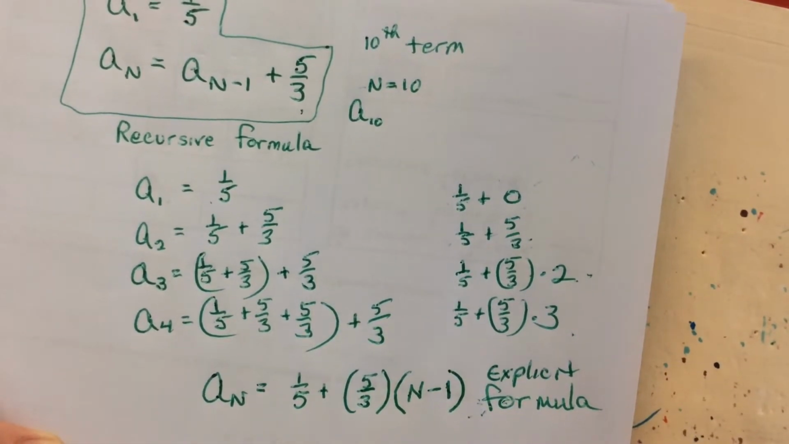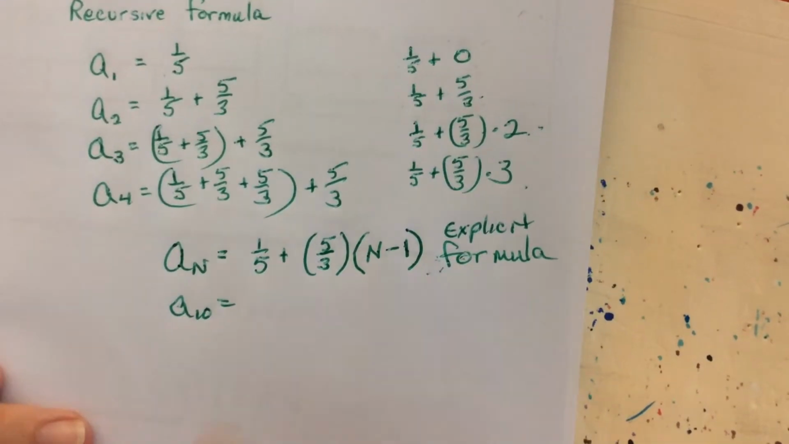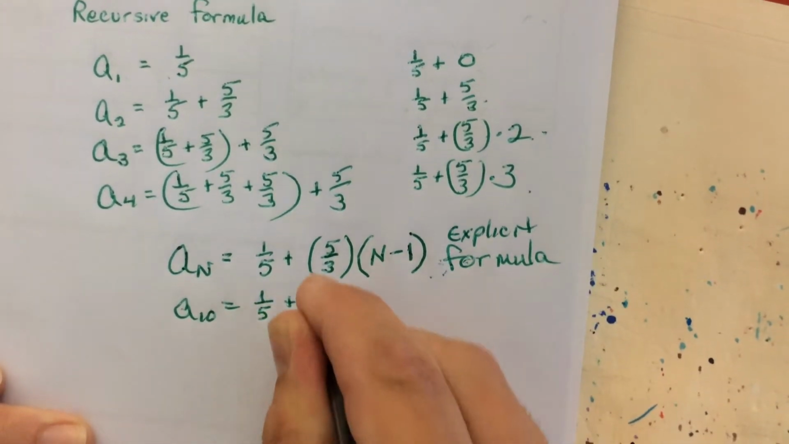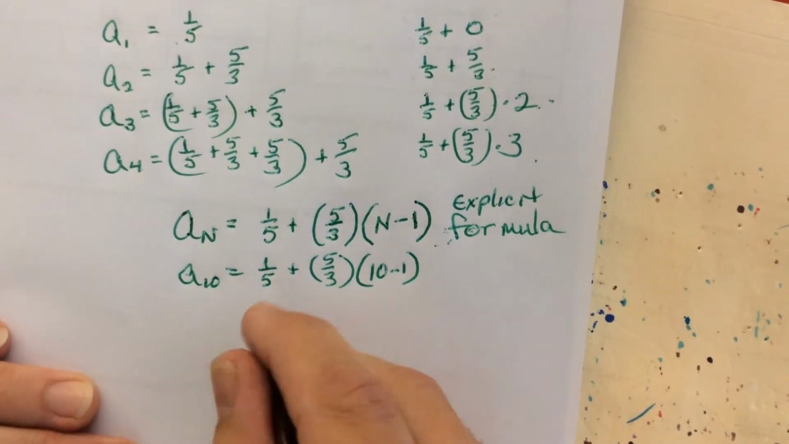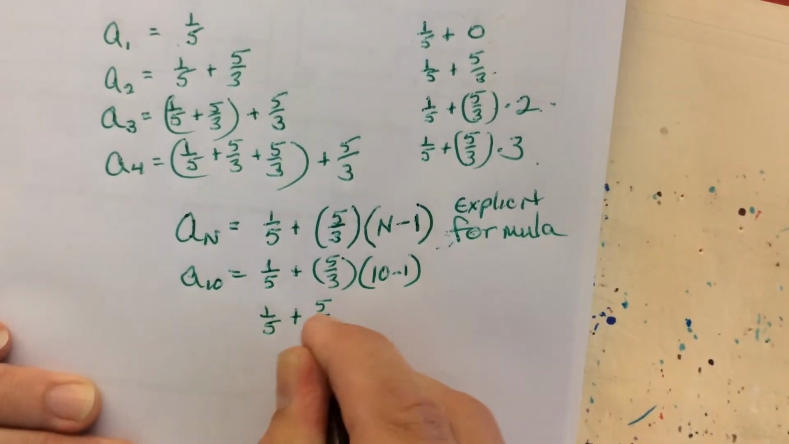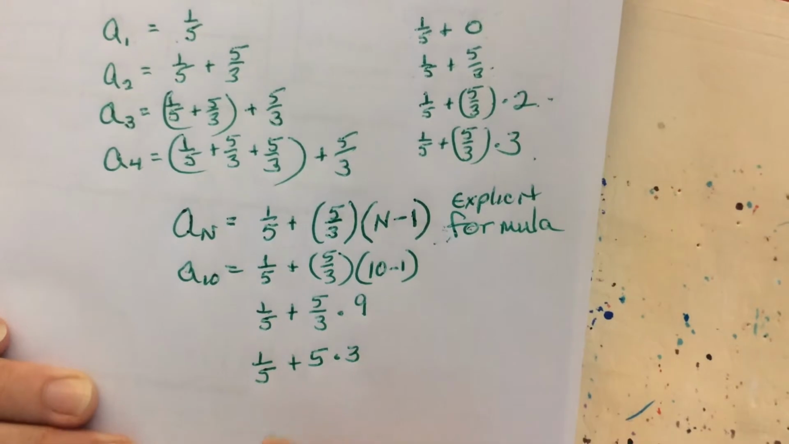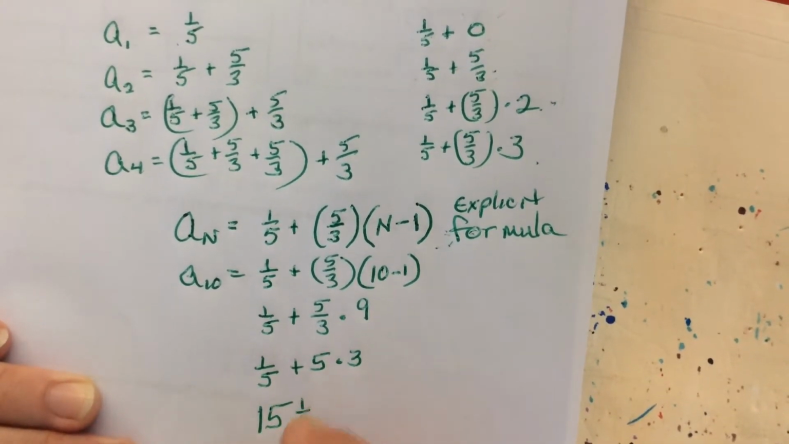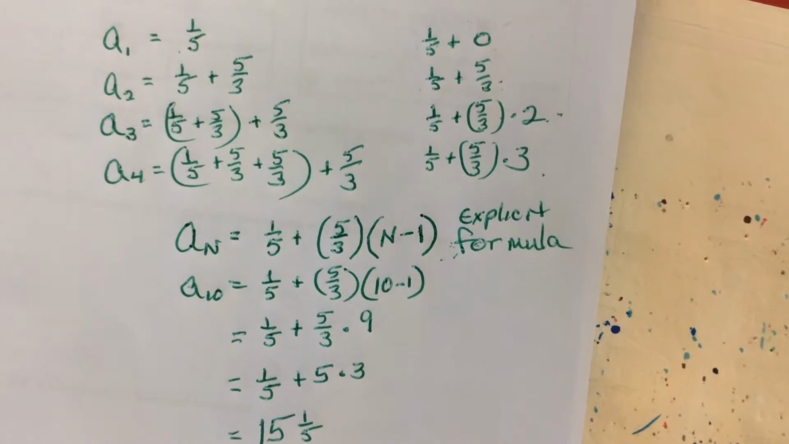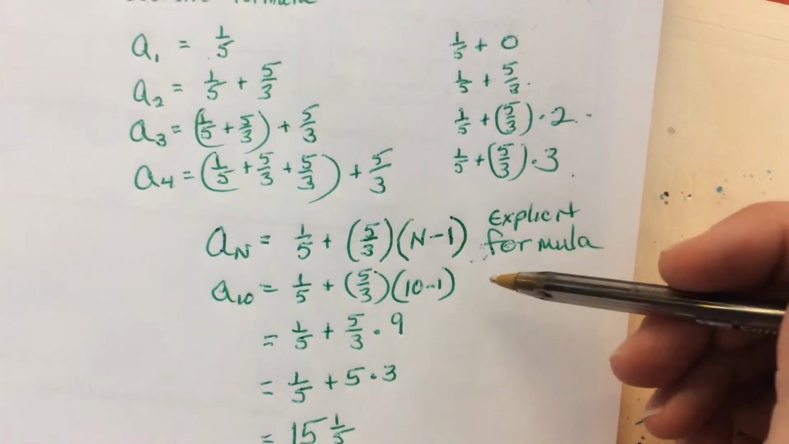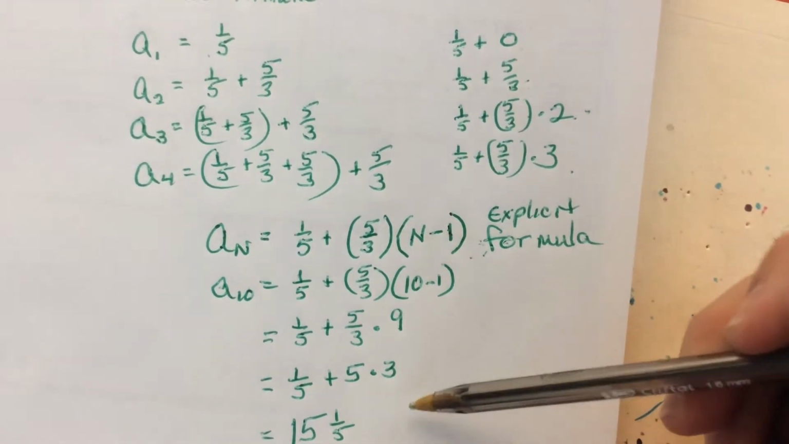That means if you want A10, you can plug 10 in. 5/3 times 10 minus 1, and then just do the arithmetic. It's 1/5 plus 5/3 times 9, which is 1/5 plus 5 times 3, which is 15, and 1/5. And that is A10. So you really had a choice here. You could either turn this into an explicit formula and then use it, or you could go through step by step 10 times until you got what you needed.